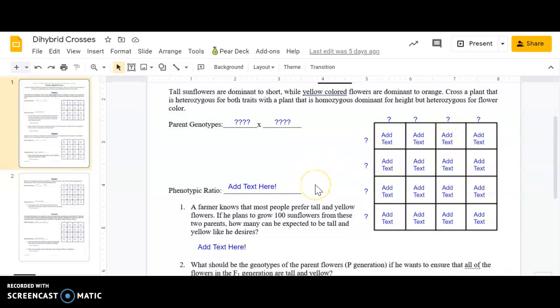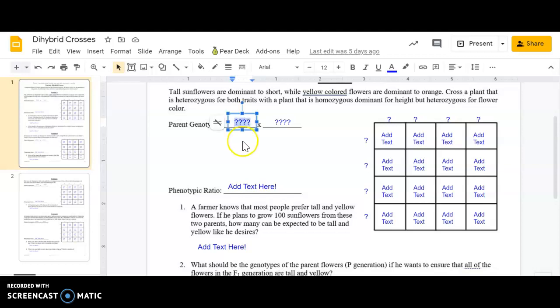Okay, so tall sunflowers are dominant to short, while yellow colored flowers are dominant to orange. So we're looking at 2 traits at the same time. We're looking at color and height. And they're saying you have a plant that is heterozygous for both traits and a plant that is homozygous dominant for height, but heterozygous for flower color. So I'm going to use the letter H for height because that seems easy to me, and I'll use C for color because that helps us remember.